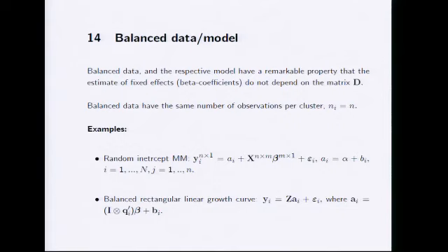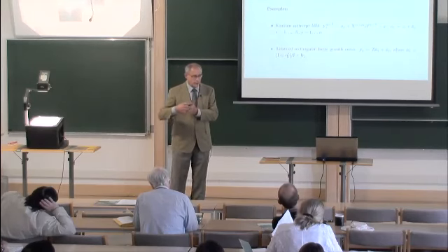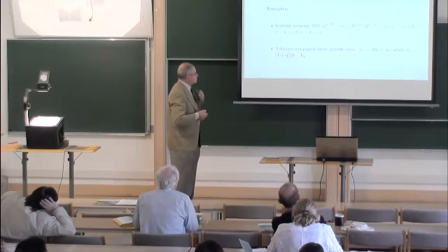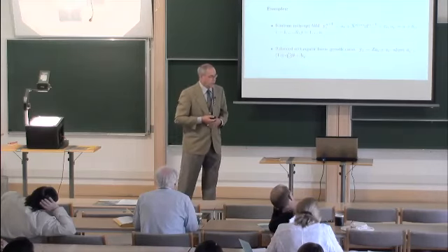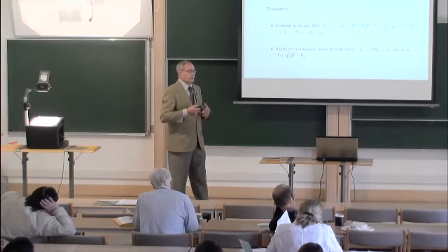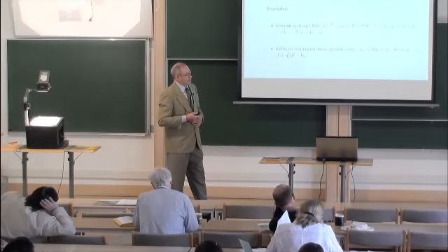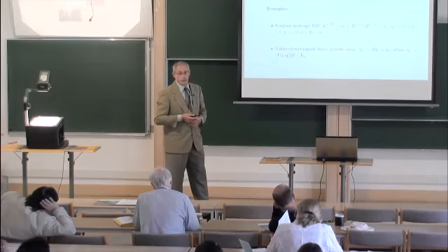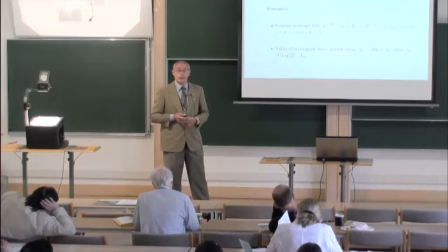for the balanced rectangular linear growth curve model, when Z's are explained through this part, where Q is a set of vectors and this symbol is the Kronecker product, you also have independence of beta hat from D. So this kind of balanced data is always good because it gives you very stable results, and it gives you a good opportunity to do your analytics.